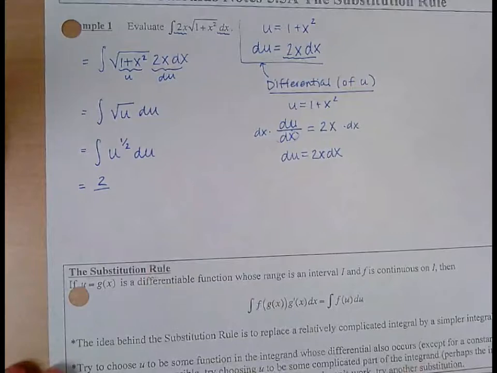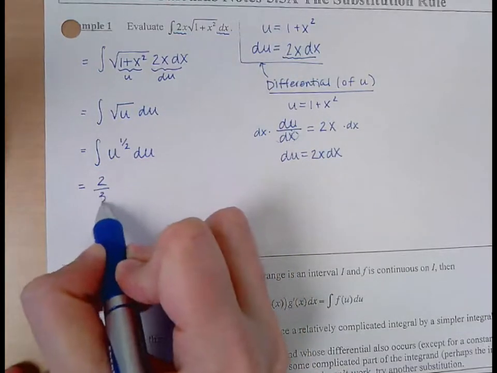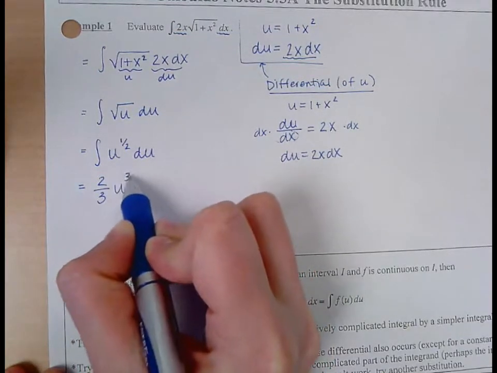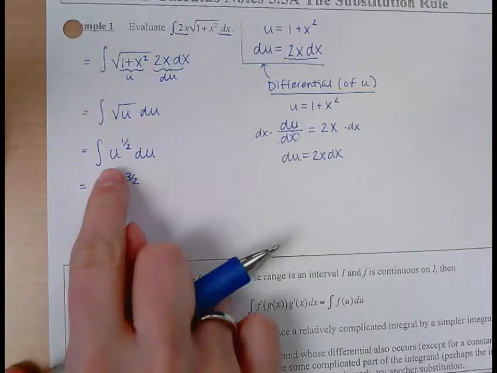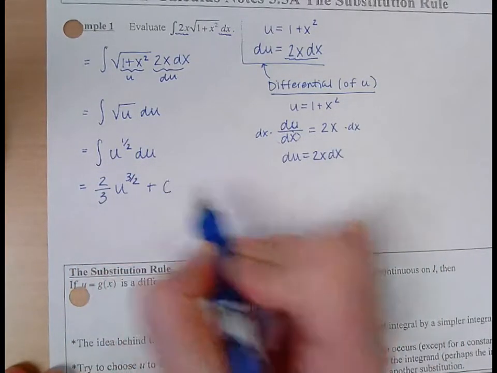And once you actually take the antiderivative, your integral symbol's gone. So that would be you have integrated once you've taken the antiderivative. So 2/3 u to the 3/2. It is an indefinite integral. There's no limits of integration, so you have to remember the plus c.